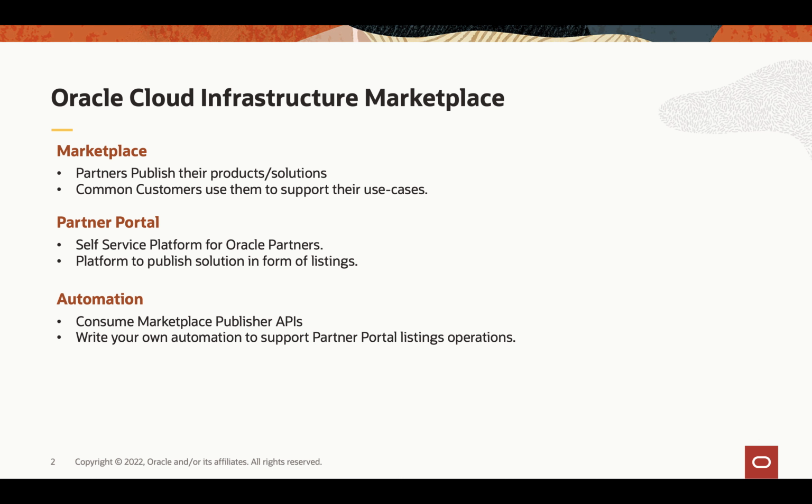So when it comes to marketplace, as you already know, marketplace allows partners to publish their product or solution. So in that way, common customers can use them to support their use cases. Usually partners use partner portal, which acts as a self-service platform, which allows them to submit their listing in a form of image or stack, and once those listings are published, partners or common customers can use them via OCI console.